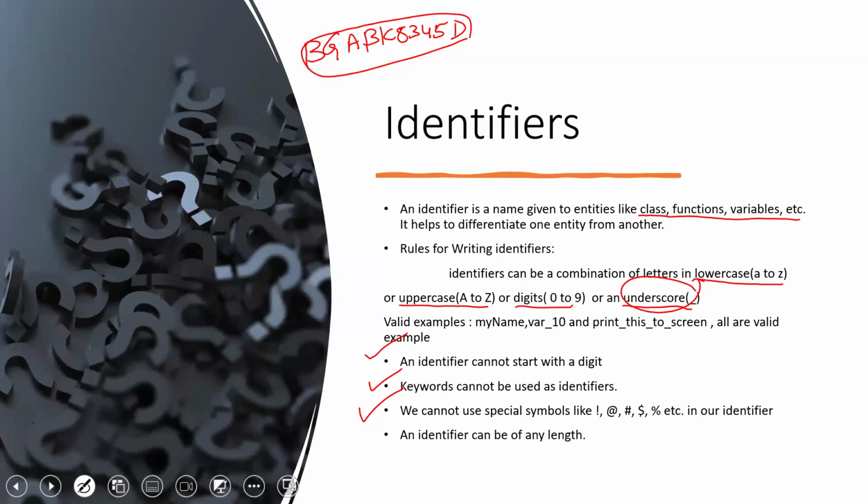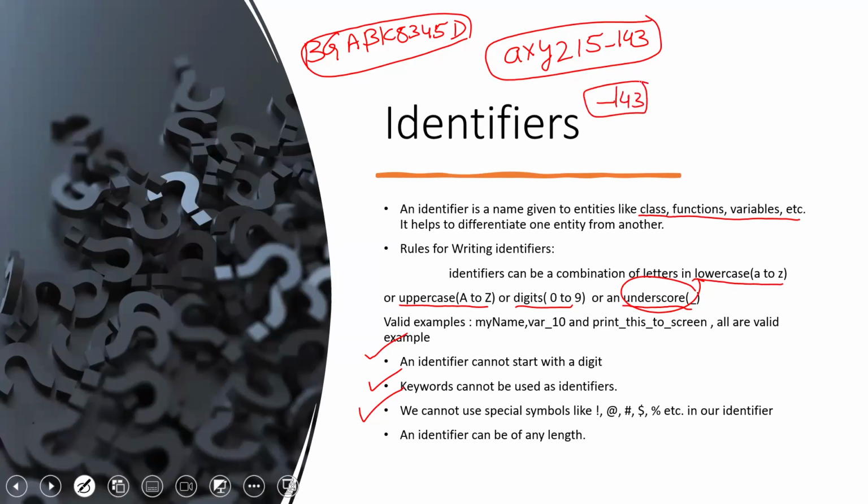So, for example, a, xyz, 15, underscore. Is it a valid identifier? Valid. Why is it valid? A is lowercase. Okay, valid. What about the second one? Valid. Why? There is no number and no letter, so how is it valid? We have the underscore. Okay, very good.